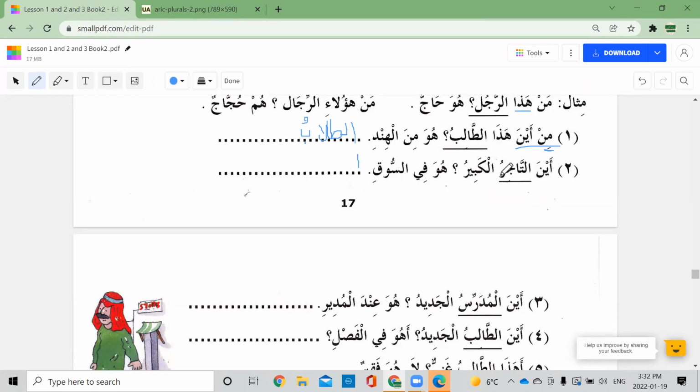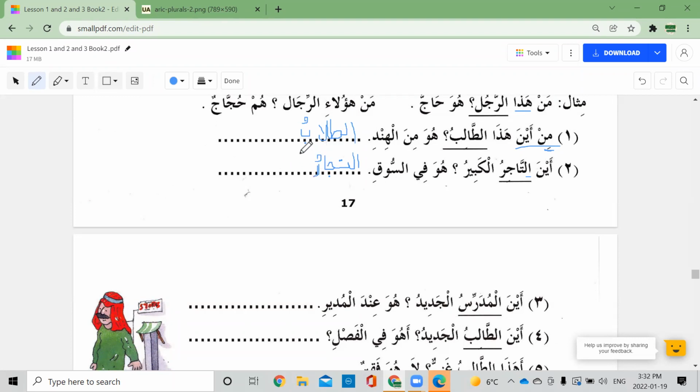Is it right? Tajirun will become tujjaru. That's correct, right? Because look, there's not going to be any tanween. Why? Because of this alif lam. We're not getting rid of this alif lam, so it will still be there. And remember in the first lesson, we said that if there's alif lam, there cannot be any tanween. So it will just be at-tujjaru, not tujjarun.